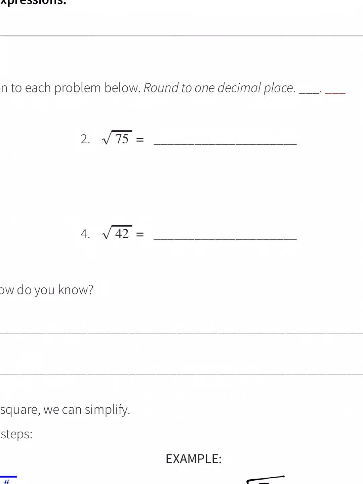Let's try another one. We have the square root of 75. Again, we did what we always have done, and we put this into our calculator, and when we do, we get an answer of 8.6 or 8 6/10. I can see again, not a whole number, so this is not a perfect square.